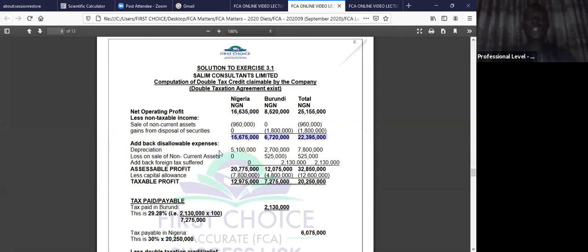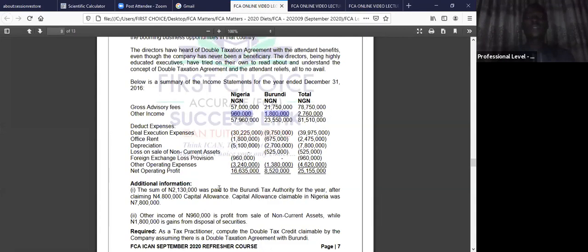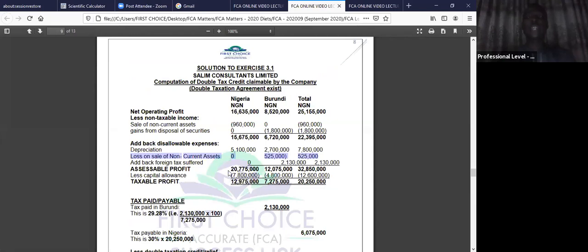Depreciation was deducted. We are adding it back. Then we talk about the sale of non-current assets. We are adding it back. Now, the next thing is tax. Tax is not here, but tax was here. But we need to add tax because why do you want to add tax?